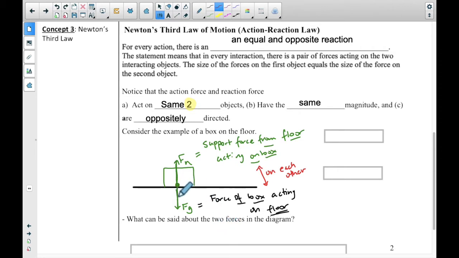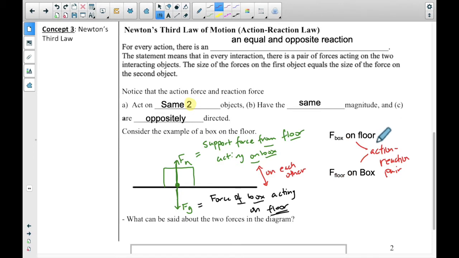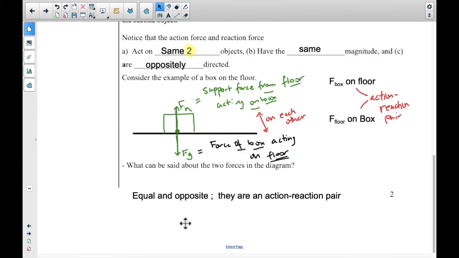So this box now is pushing on the floor, and the floor is pushing on the box. And so they are pushing on each other. That means that they are an action-reaction pair. So the force of the box on the floor and the force of the floor on the box are an action-reaction pair. They are the same magnitude, same length, oppositely directed, and they are on two objects upon each other. That is an action-reaction pair. And so, as we said a second ago, these are equal and opposite.